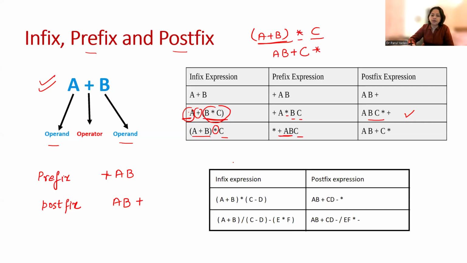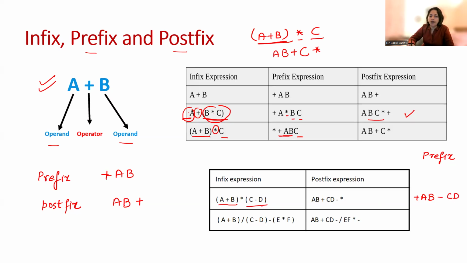Let's do some more examples. So this is A plus B into C minus D with parentheses. As per the PEMDAS rule, we will compute this A plus B first. So let's try to write its prefix version. Prefix will be plus A, B. Then C minus D is again one parenthesis. We'll solve it, so it will be minus C and D.